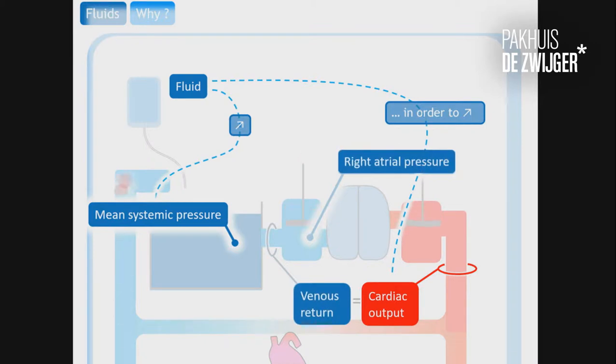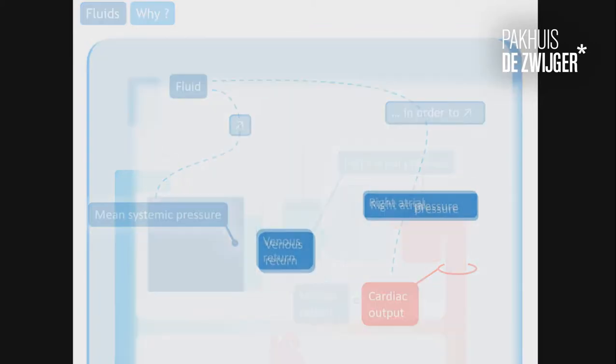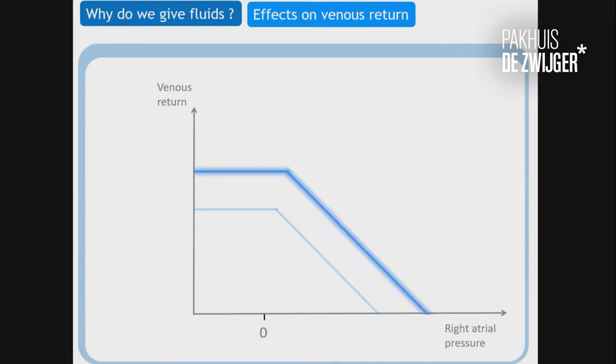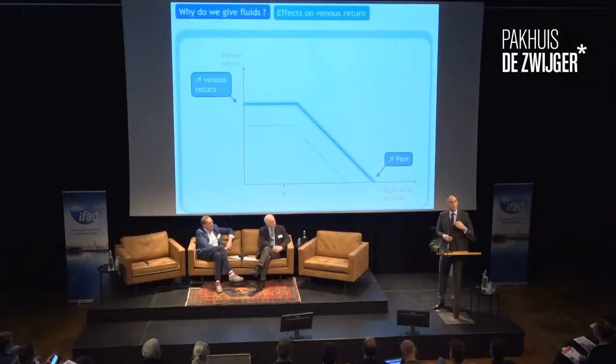Nevertheless, what is the relationship between this right atrial pressure and venous return? It is, as you know, the physiology of venous return as it's been described by Arthur Guyton. The relationship is this one, the venous return curve. So if we give fluid, we increase the mean systemic pressure, and we expect that venous return will improve in consequence.